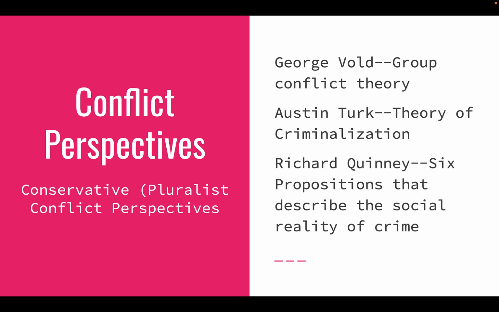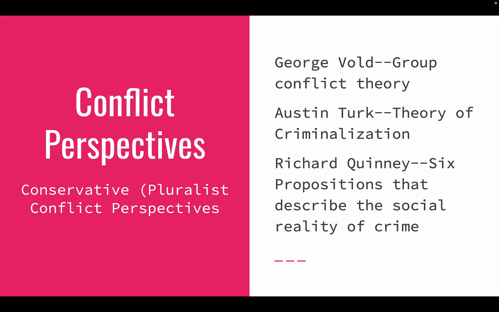All right, Quinney is another conservative pluralist conflict perspective dude who came up with 6 propositions that describe social reality of crime. Proposition 1 is the definition of crime. Crime is a definition of human conduct that's created by authority or authorized agents in a politically organized society. Proposition 2 is the formulation of criminal definitions. Criminal definitions describe behaviors that conflict with the interests of the segments of society that have the power to shape political policy.